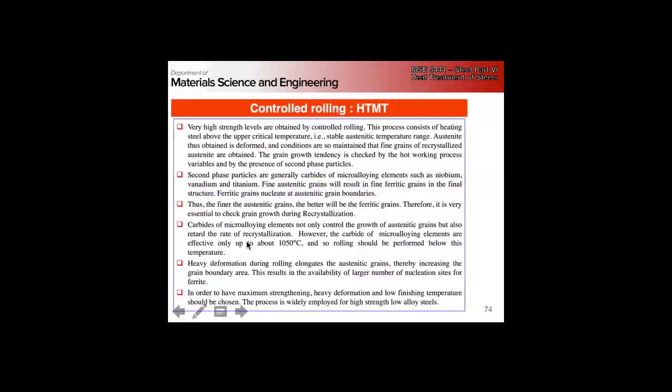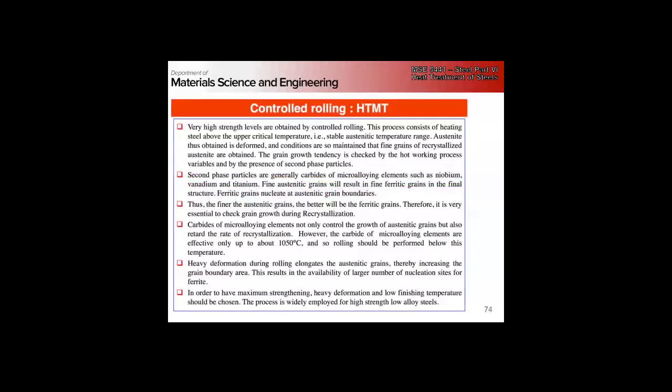Okay. So what we need to also consider, though, is that these same particles that inhibit grain growth also sort of retard our recrystallization rate, right? So we need to think about the kinetics of this, right? And during rolling, we also are pancaking or elongating our grains, right? So that's also giving us significantly more grain boundary area to nucleate our ferrite from, right?